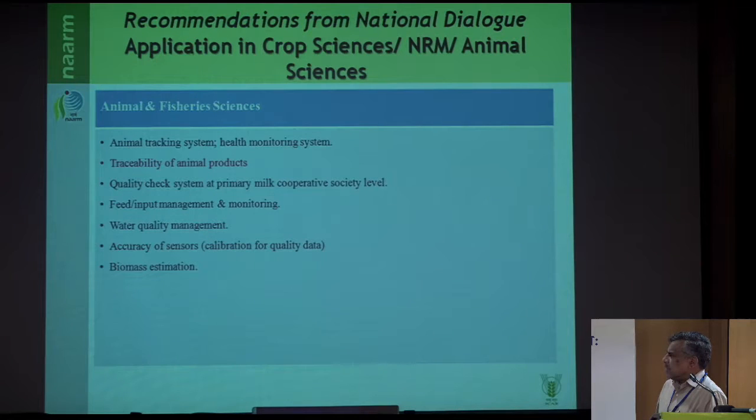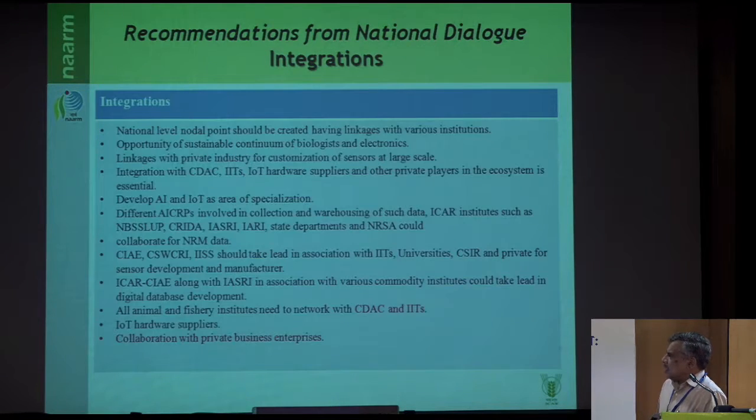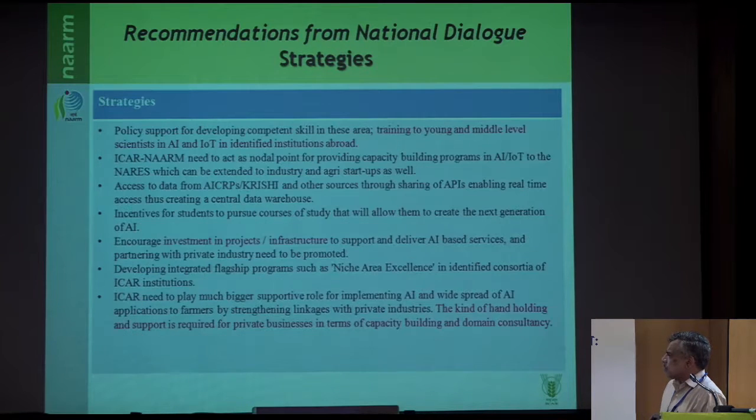And similarly, for fisheries, the main recommendation was the traceability of the product. Some of the recommendations concern integration, how to integrate. In many cases, integration with CDAC, with the IITs, and collaboration with private business enterprises came as one of the main recommendations. Also, a nodal point should be created at the national level. That was another recommendation, that some kind of nodal point can be created in ICAR.